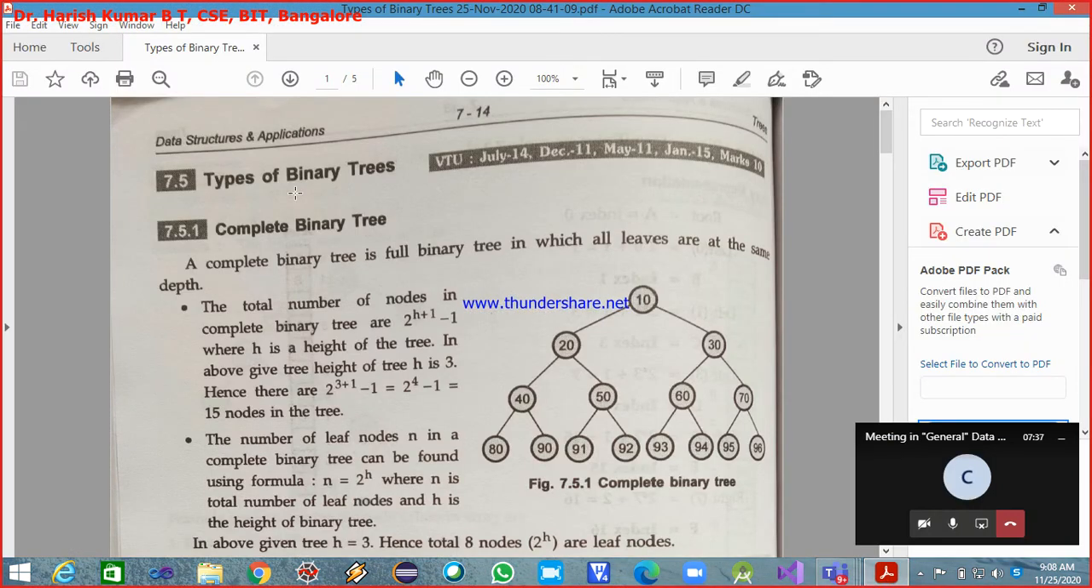So this is again important types of binary tree. So till now we were discussing the binary tree. I hope all of you can see my screen.